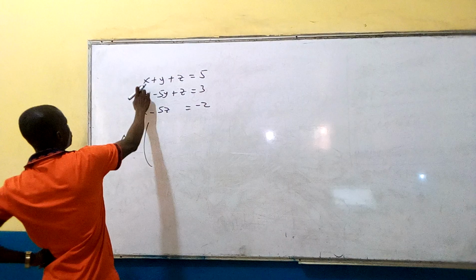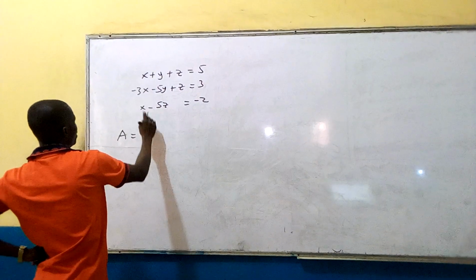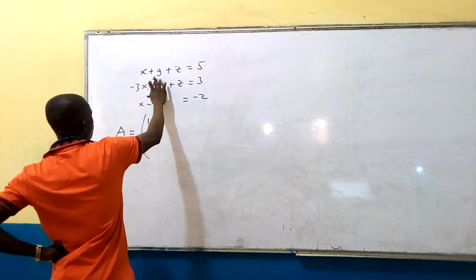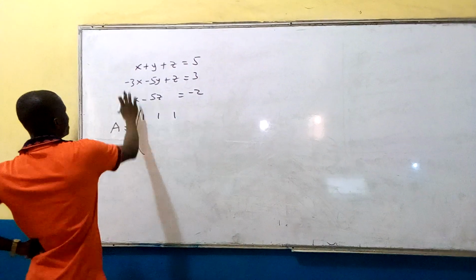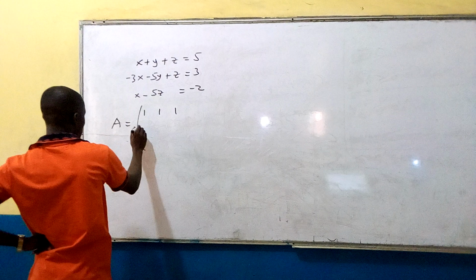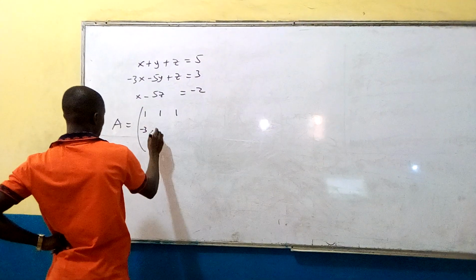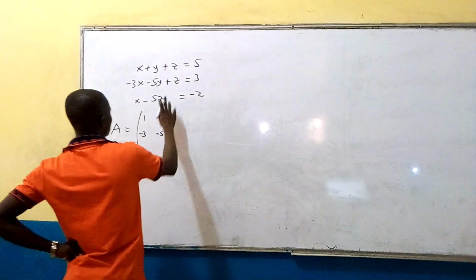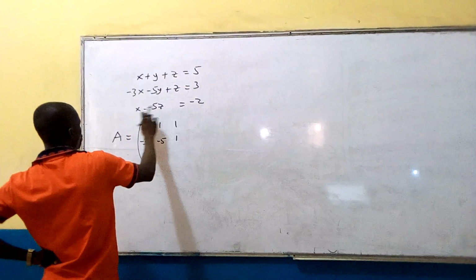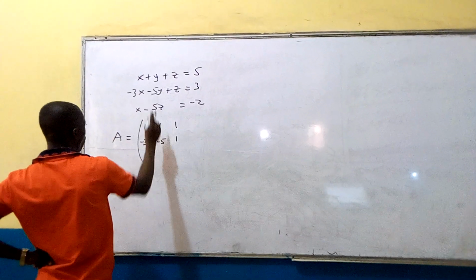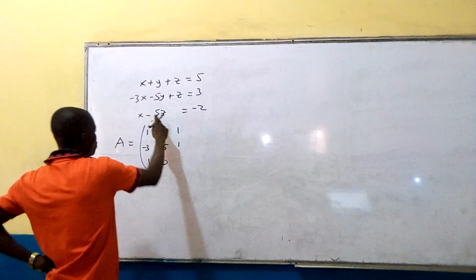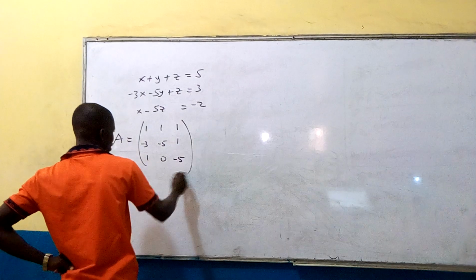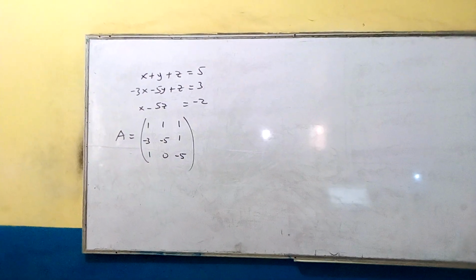For the first equation, the coefficient of x is 1, the coefficient of y is 1, the coefficient of z is 1. Then for the second equation, the coefficient of x is negative 3, the coefficient of y is negative 5, the coefficient of z is 1. For the last equation, the coefficient of x is 1, the coefficient of y is 0, because we don't have any y component, then the coefficient of z is negative 5. So this is a matrix.